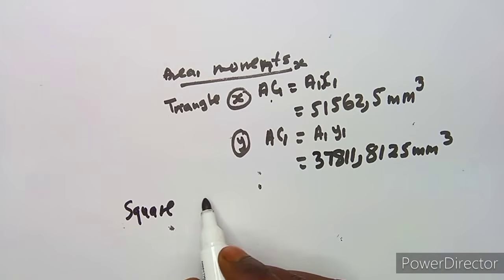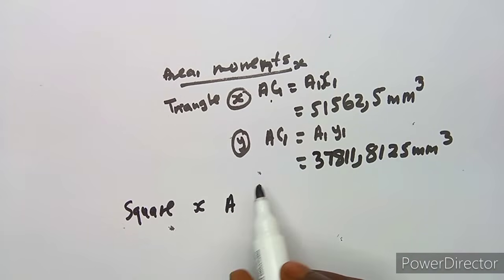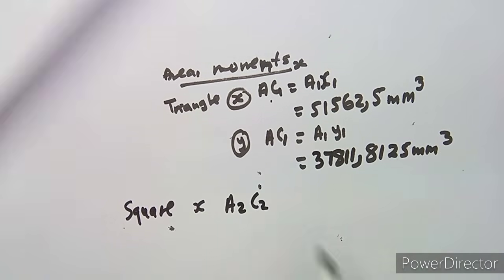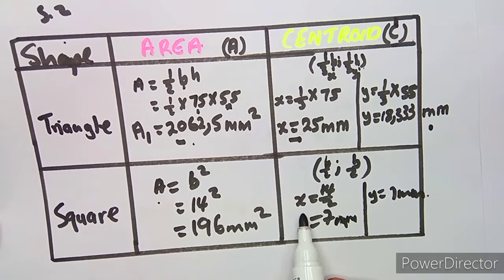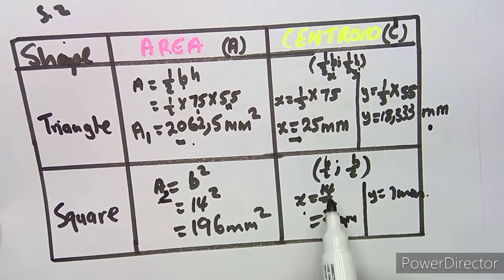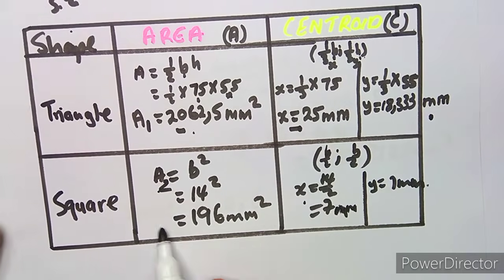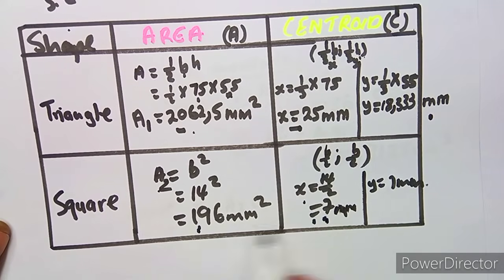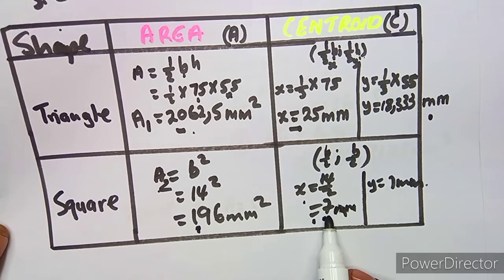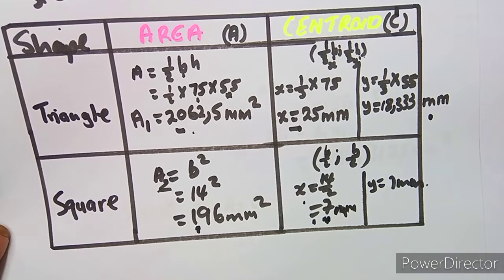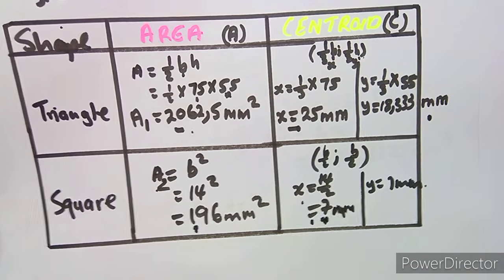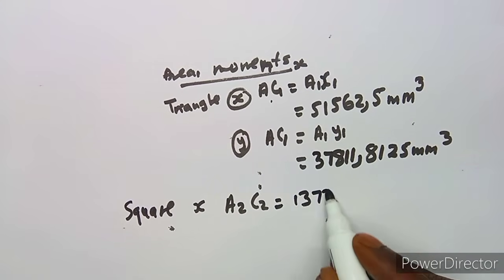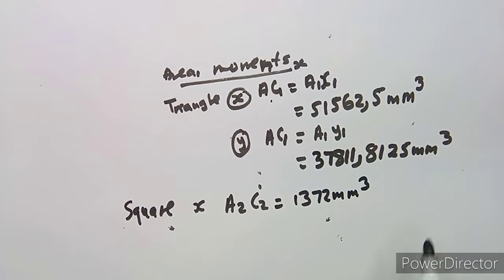So for the square, we shall have for x again the area moment. This time we shall have it as A2 times c2. We are multiplying the area 2 and this is your centroid 2. So it's area times the x value for x. So it's 196 times 7, which will give us 1372, which is in cubic millimeters, but this is area moment.